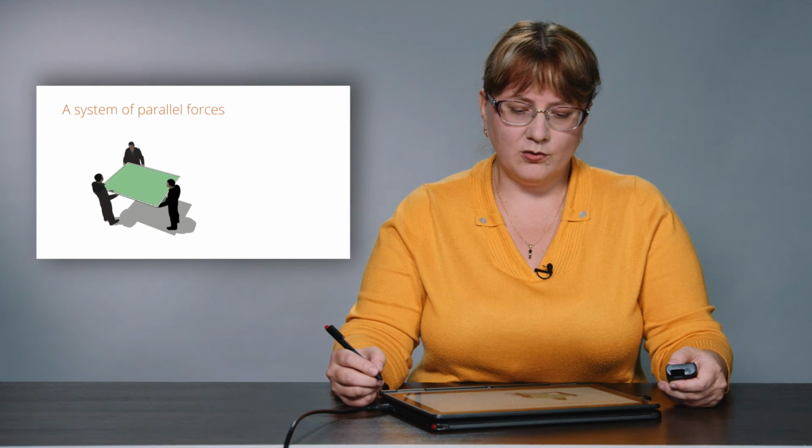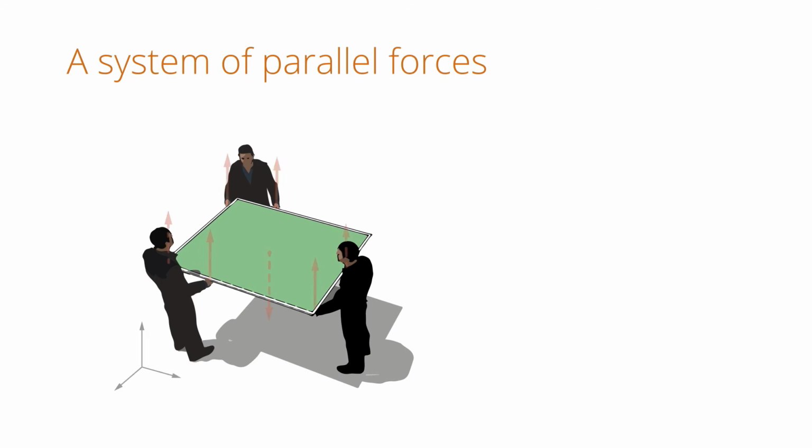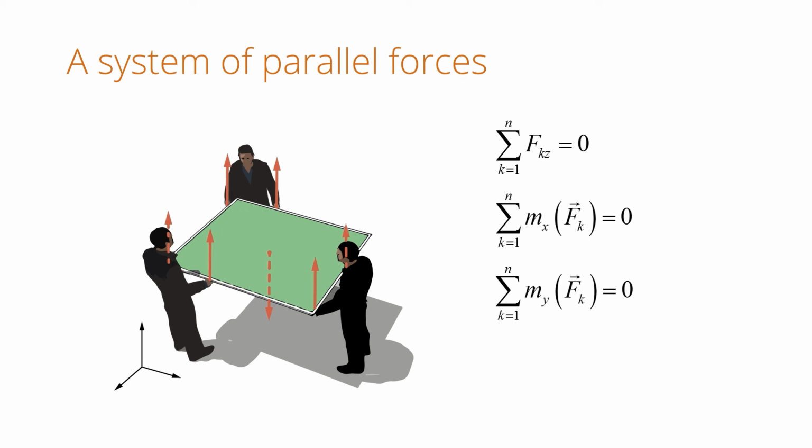Let us consider yet another important case, namely a system of parallel forces. When dealing with such system of forces, we have only 3 equations instead of 6. Namely, when we choose the axis z parallel to the lines of actions of forces, we then obtain the sum of projections of all the forces on the axis z, and also the sum of moments of all the forces with respect to the axis x and y.